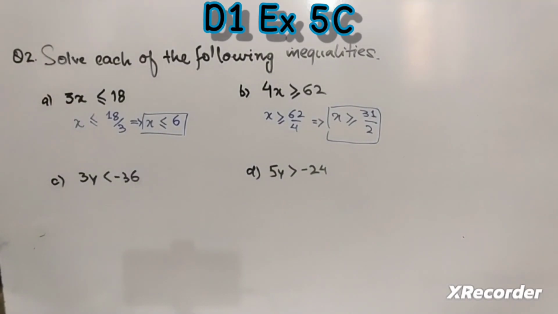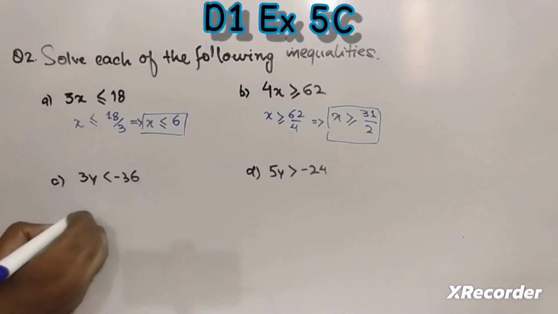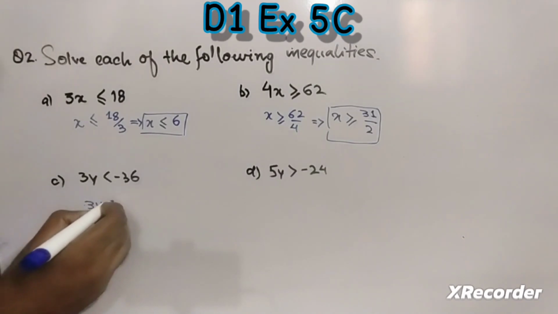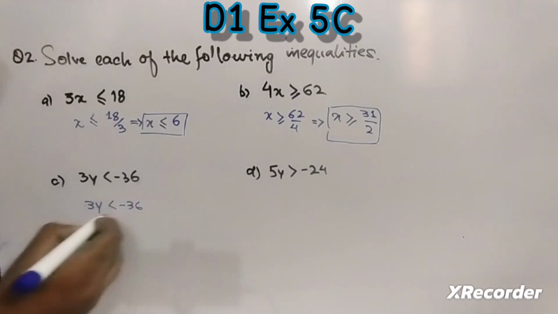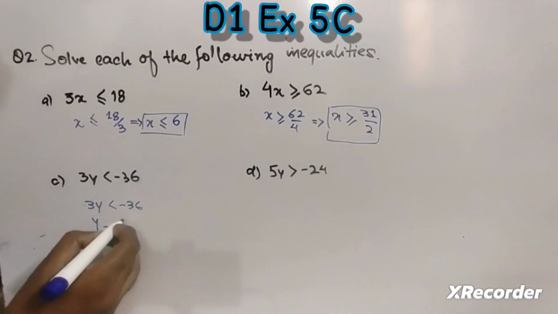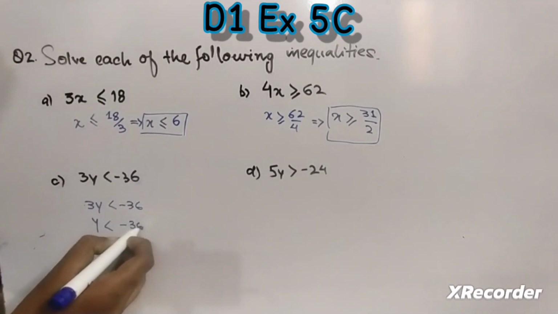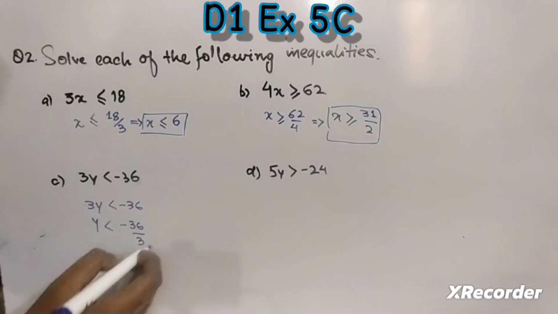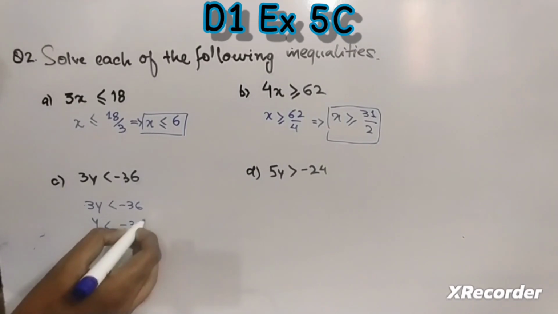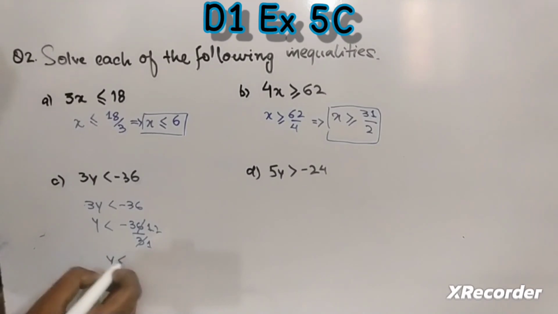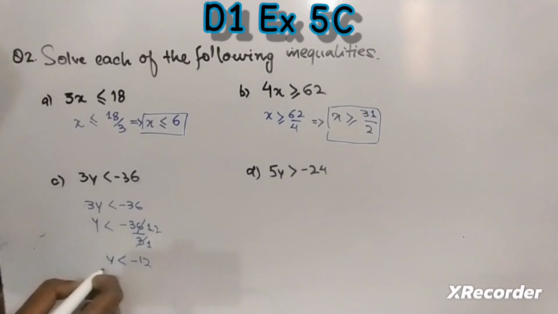Similarly, part C, 3y is lesser than minus 36. So y is lesser than minus 36 upon 3. 3 times 1 is 3. 3 times 12 is 36. So y will become lesser than minus 12. And it is our required answer.